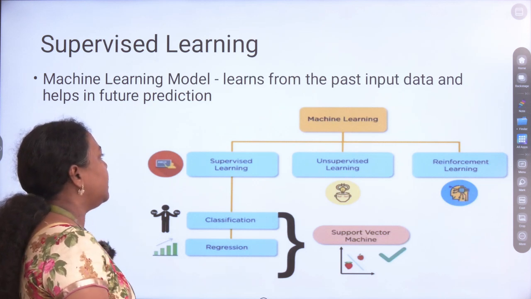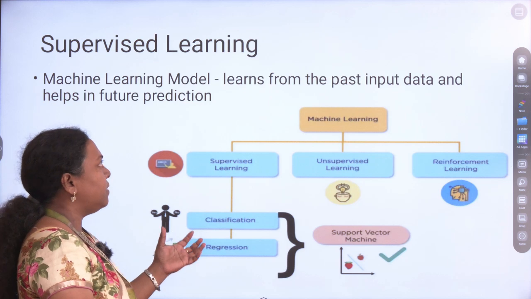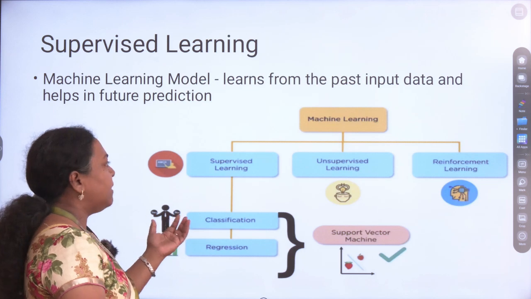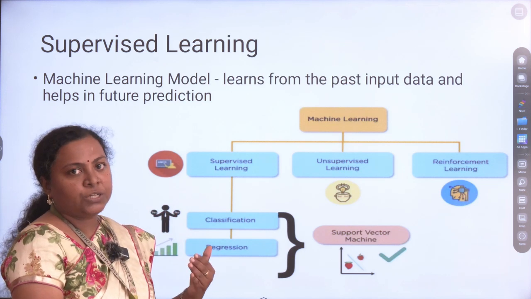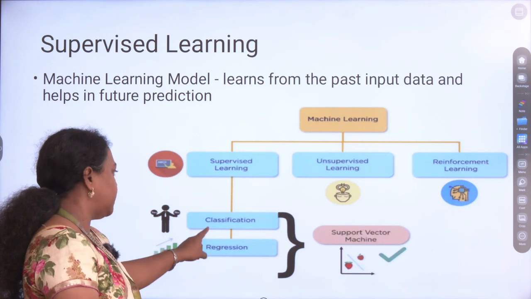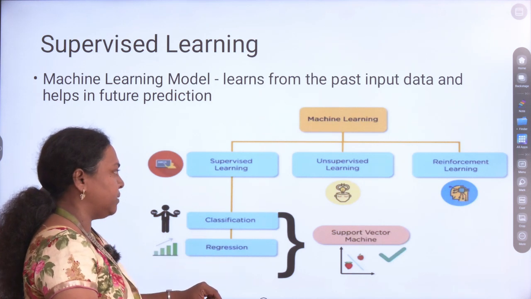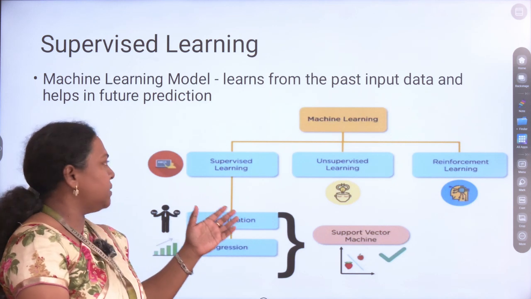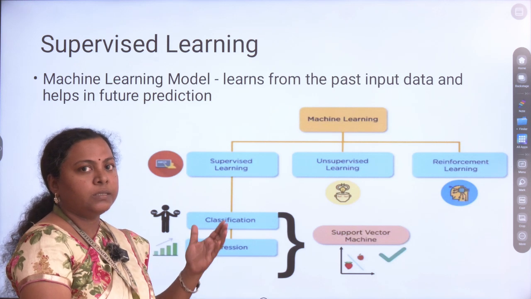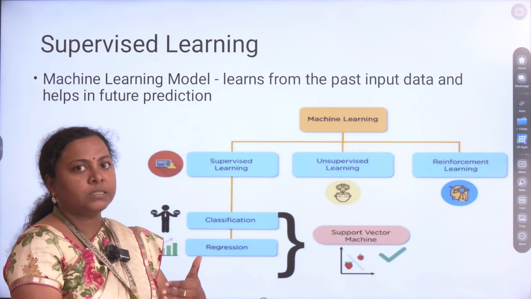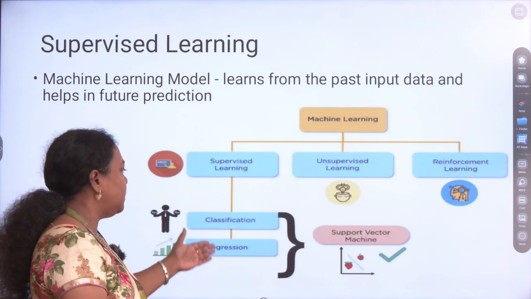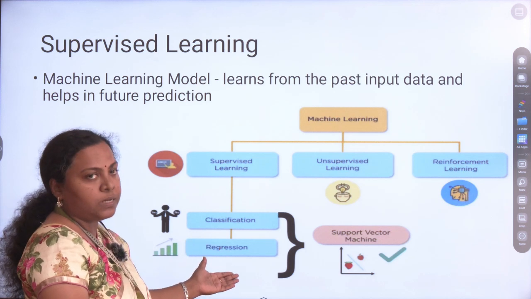Supervised learning is a technique where we learn from past input data, and that helps in the prediction of the data. Supervised learning can be divided into two categories: classification and regression. Here in supervised learning we have many techniques, out of which certain ones support only classification and certain ones support only regression. But support vector machine supports both classification as well as regression.